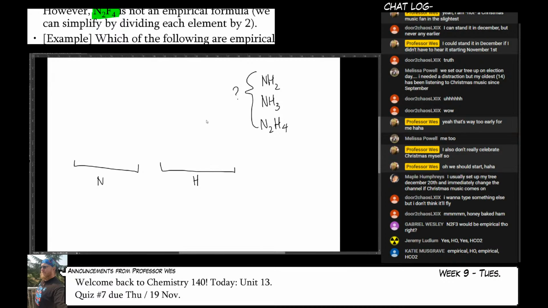All right. Let me get a color that's appropriate for nitrogen. There we go. Okay. Or actually, you know what? Hold on. Back up.